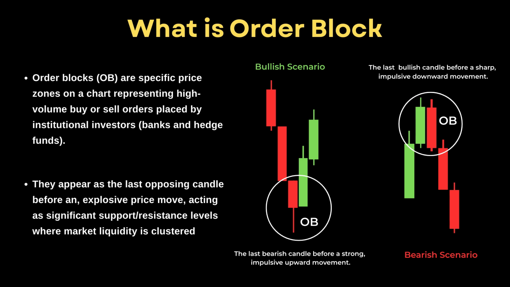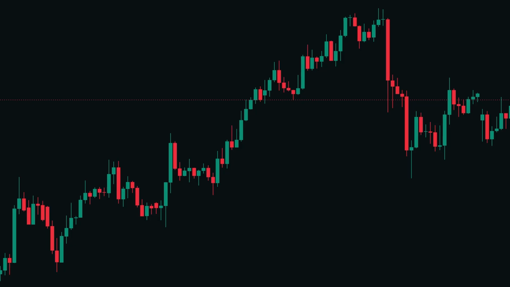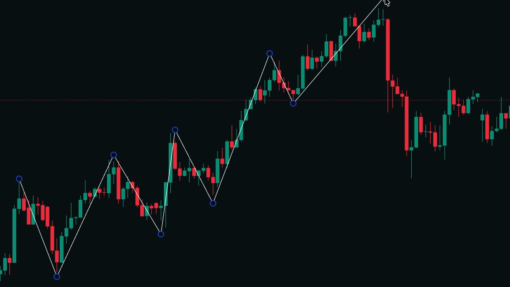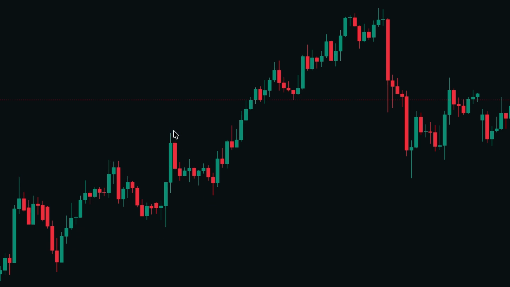What is an order block? First, let's understand the basic idea behind an order block. An order block is simply a price zone where large institutions have placed huge buy or sell orders. Now think about this logically. Retail traders like us might trade with small capital, but institutions trade with millions or even billions of dollars. They cannot enter all their positions at one single price. There simply wouldn't be enough buyers or sellers available. So what do they do? They spread their orders across a price range.